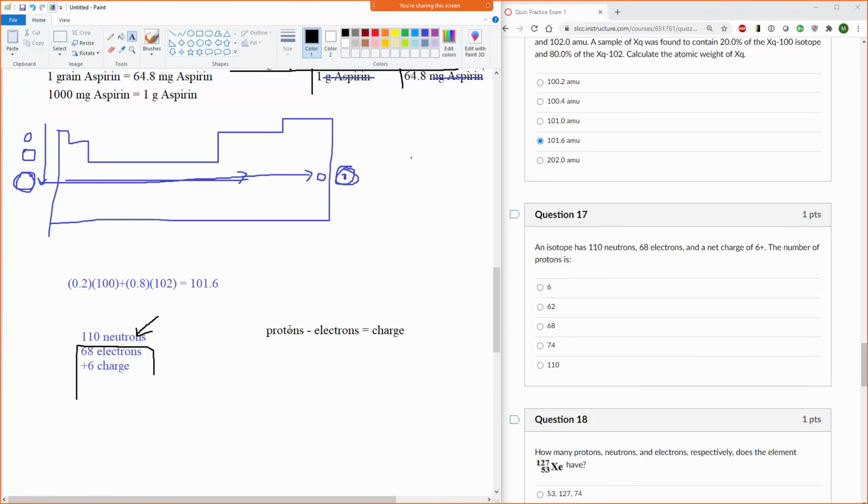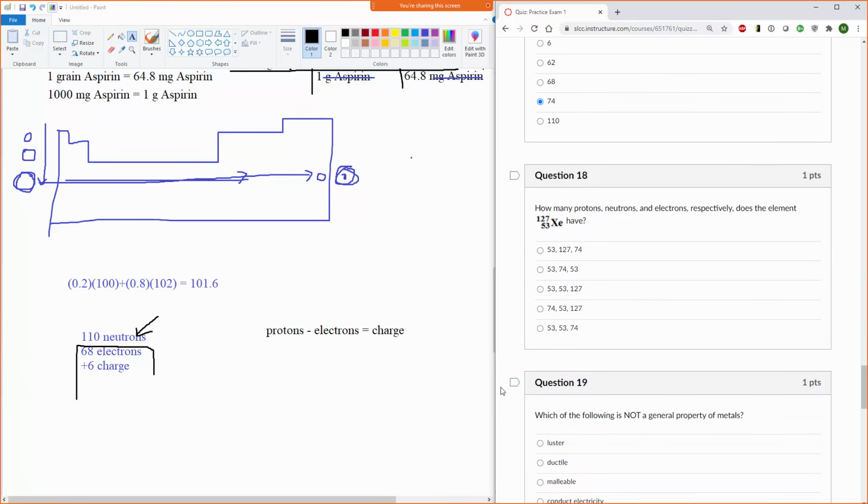So you just plug it in. So x minus 68 equals positive 6. And so 68 plus 6 gives you 74. Good work, guys. You were not tricked.